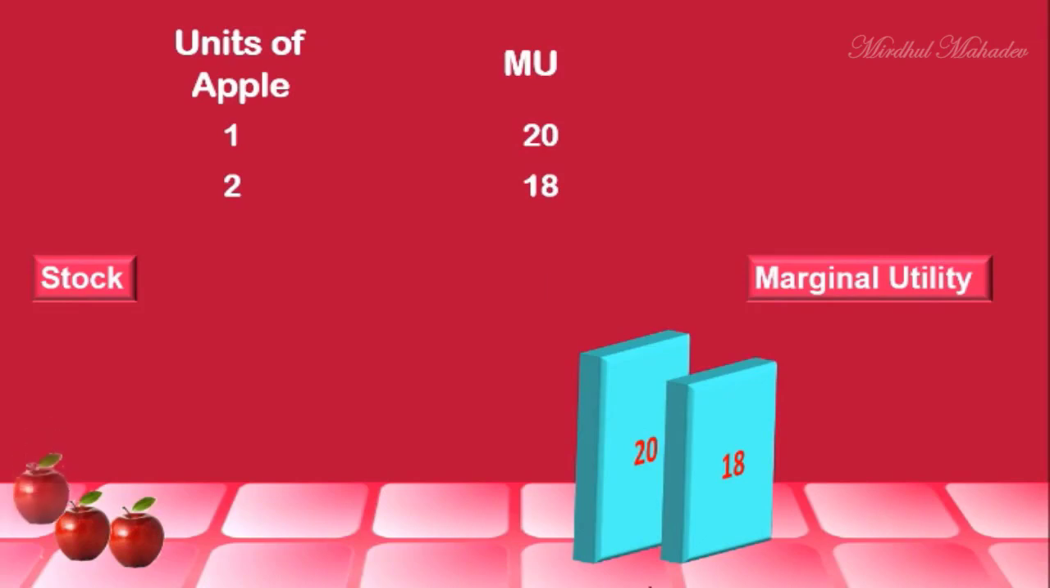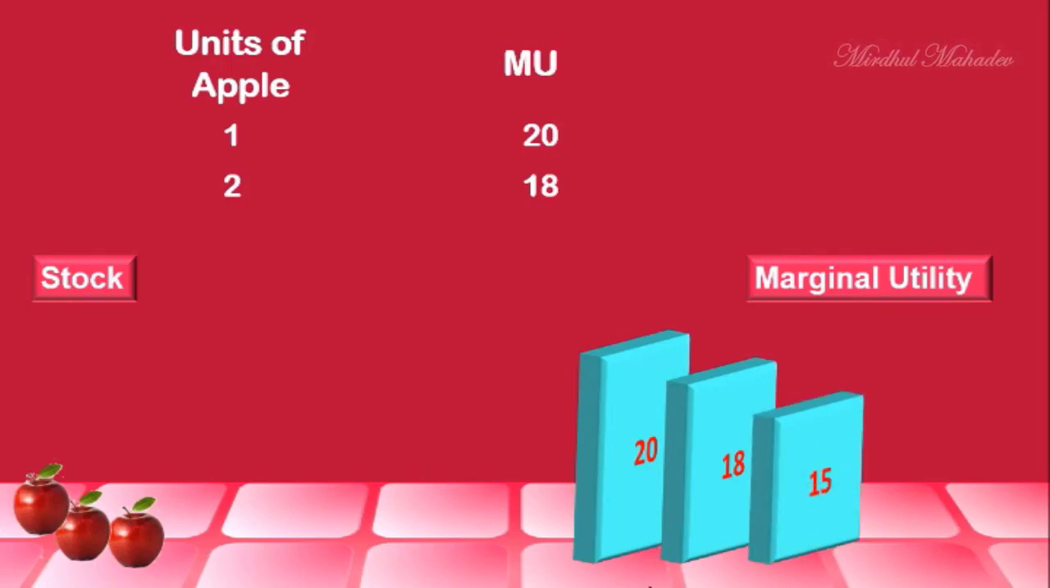The consumer adds one more apple to his existing stock. As its ability to satisfy his want is less than that of the second apple, he is willing to pay 15 rupees. This is the marginal unit. Its marginal utility is 15 units.